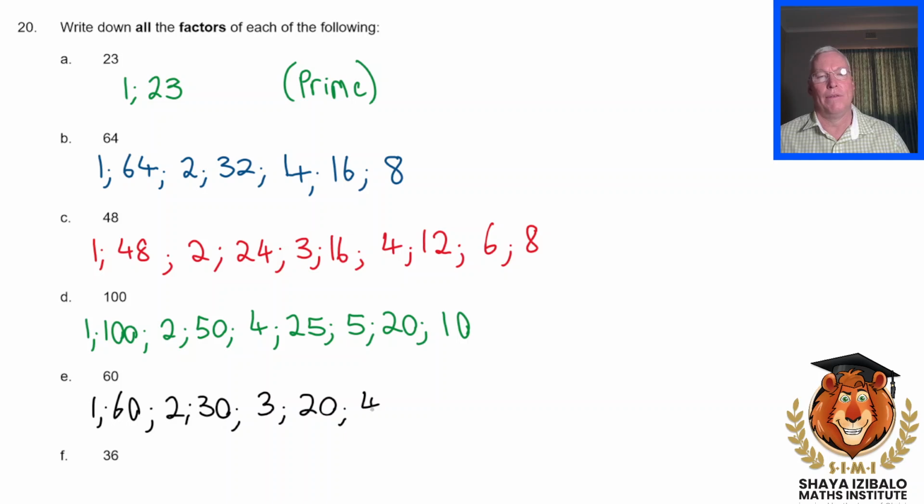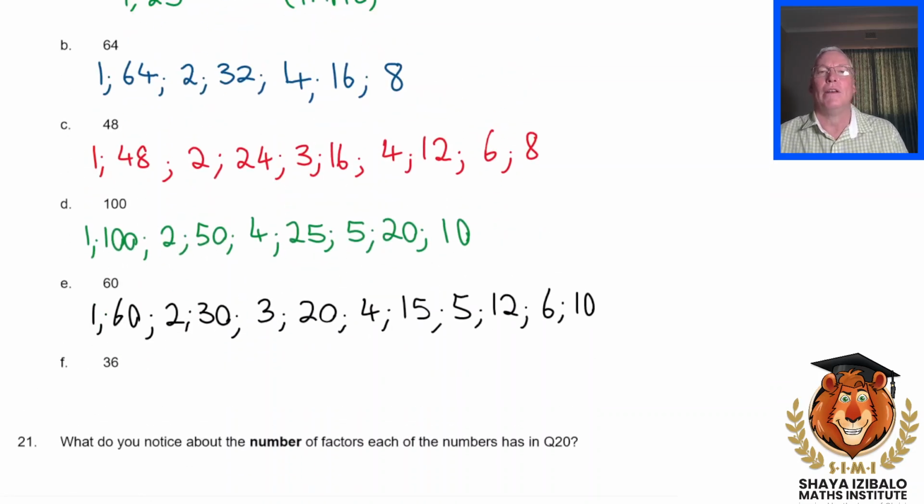4 with 15. 5 with 12. 6 with 10. 7, no. 8, no. 9, no. 10, we've already got. Okay, there's all the factors of 60.